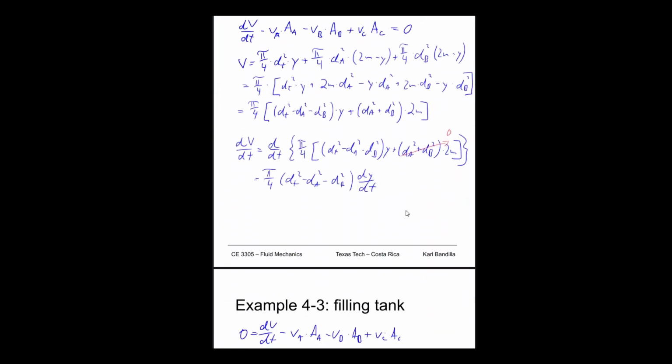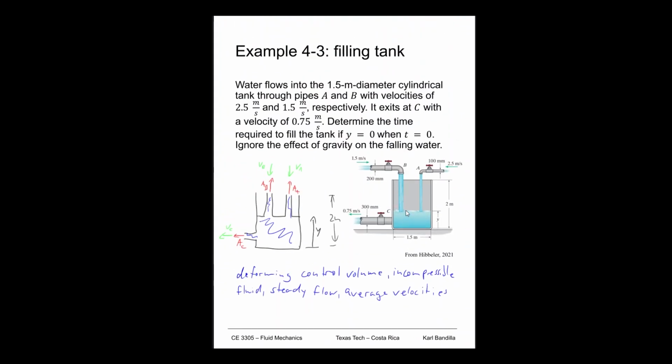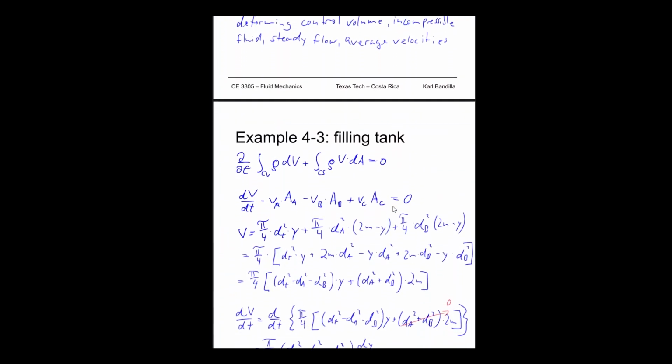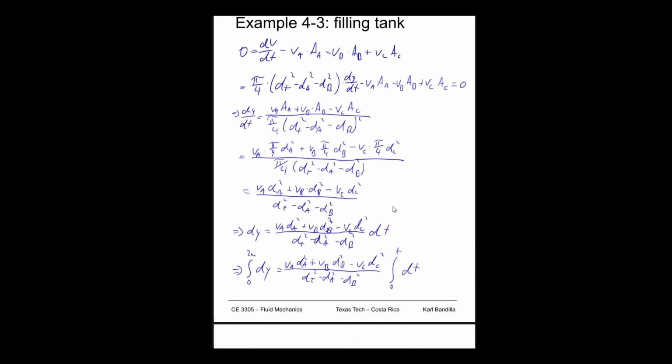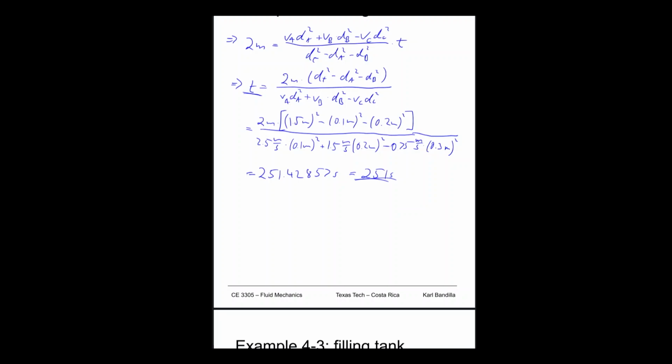Now there's an alternative approach that we could take. We could just say, if we know what the entire volume is that we need to fill, and we know what the inflows and the outflows are, then if we take the total flow, basically the inflows minus the outflows, and divide the volume by that volumetric discharge, we should get the time, right? So let's try that out here. We know that the total volume, once it's filled, would be V equals pi over 4 D tank squared times H.